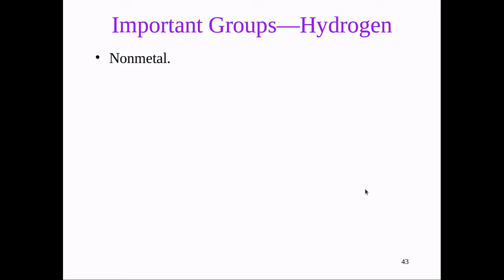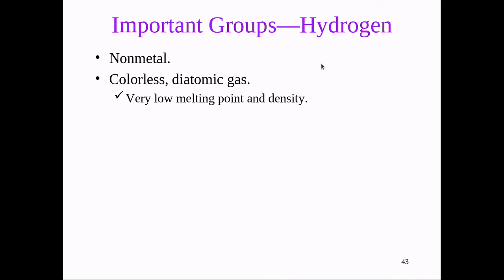So let's talk about a couple of the important ones. Let's start off by talking about hydrogen. It's a non-metal. It's a colorless diatomic gas. It's in the air. You would never know. It's very prevalent. It has a very low melting point and density.